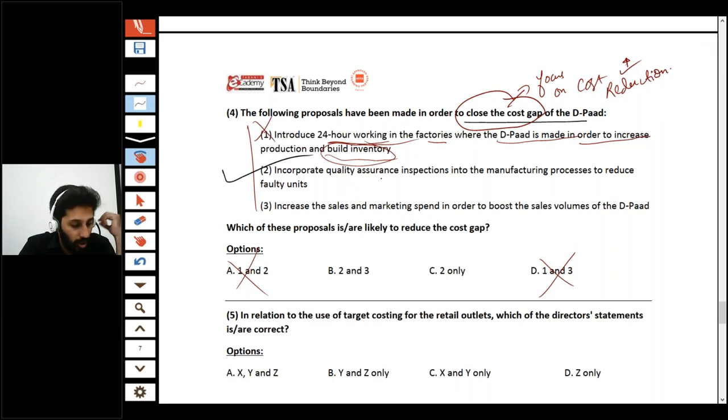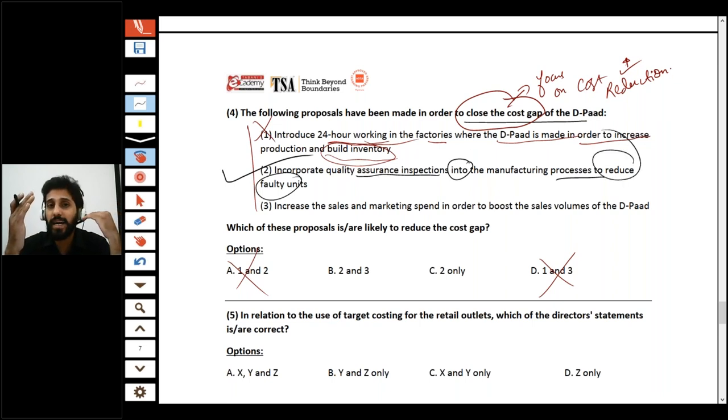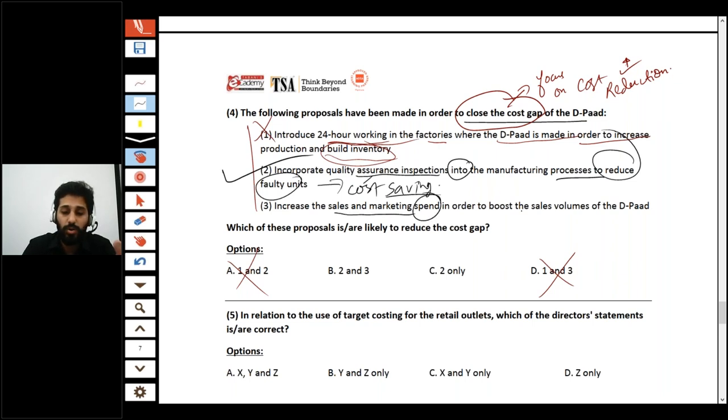Incorporate quality assurance inspections into the manufacturing process to reduce faulty units. If the faulty units are getting reduced, you are saving cost. So that is basically cost saving, so that my units will not be faulty. Number three, increase the sale and marketing spend in order to boost the sale volume of D-pad. Come on, it is a life cycle principle.